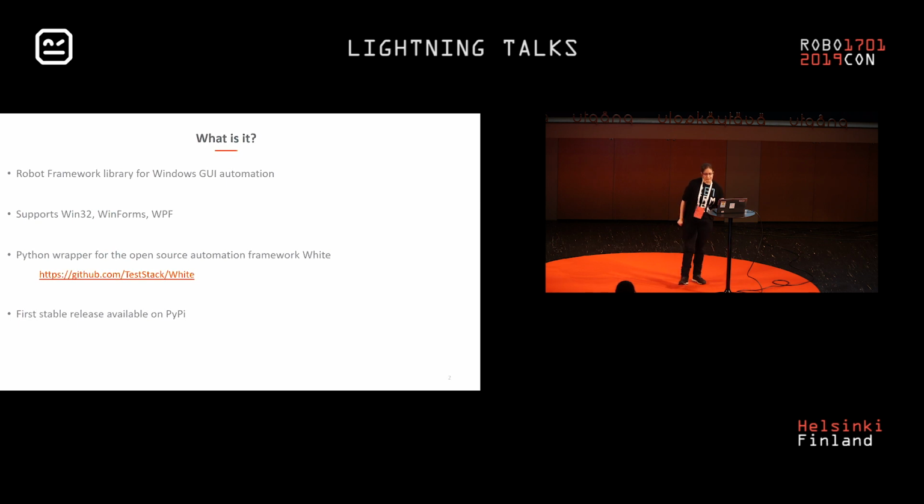The biggest recent improvement is that it now uses the Robot Dynamic Library API. In the same way as Selenium library does, it uses the Python library core. Currently the focus is on implementing more keywords in White Library, because White has a lot of functionality, and we want to make that available in the library.